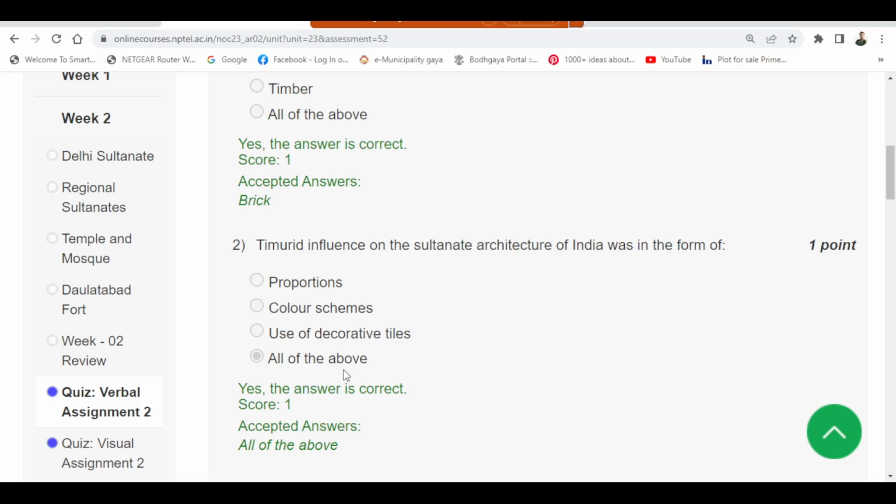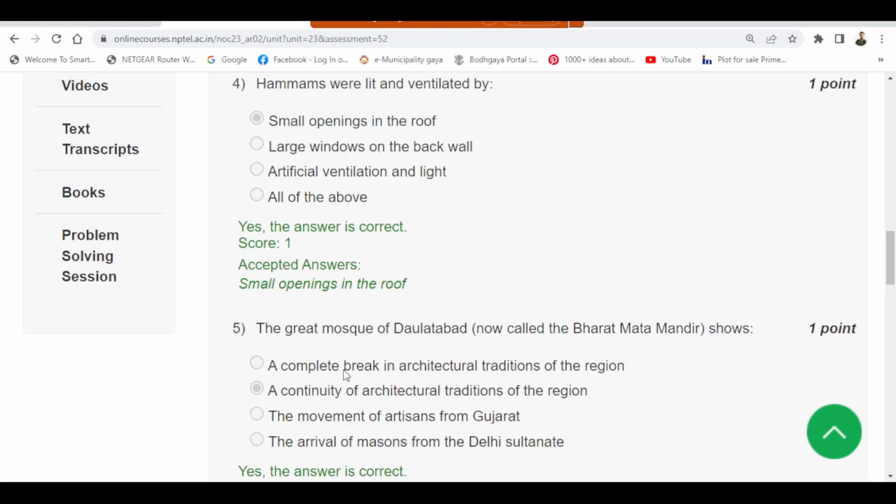The great mosque of Daulatabad, which is now known as Bharat Mata Mandir, shows a continuity of architectural traditions of the region. The Chand Minar was built in Daulatabad. The water distribution technology of the sultans: the option is all of the above.